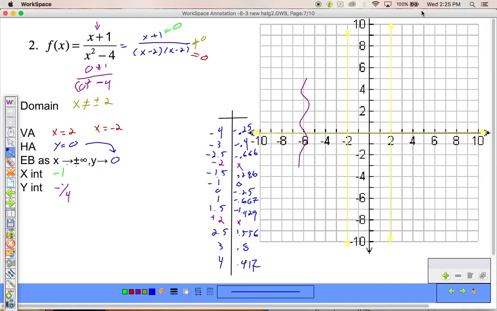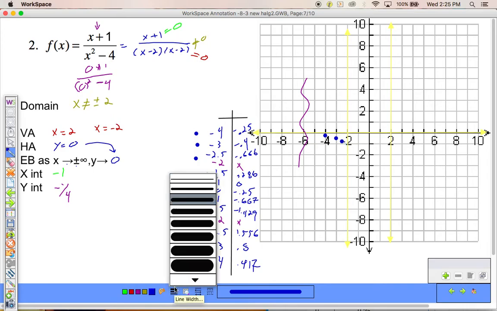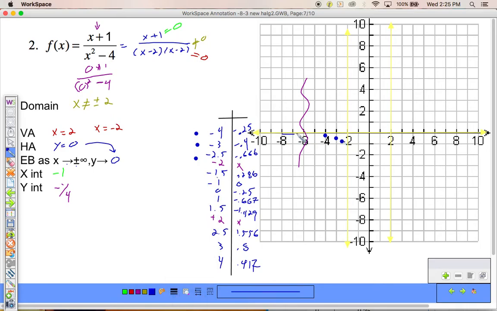All right, now I'm going to plot each of these points. I'm going to do them in 3 parts. So these: negative 4, negative 0.25. Negative 3, negative 0.4. Negative 2.5, right about there. Now I'm going to connect those, starting close and curving.